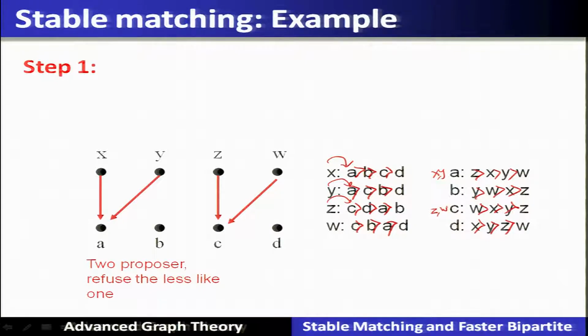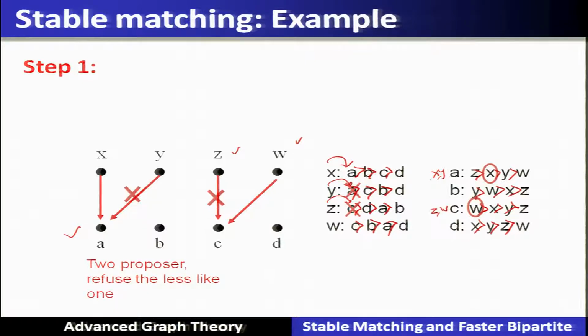Here in this figure we can see that A will receive the proposal from X and Y. Similarly, C will receive the proposal from Z and W. So, step number 2, what will step number 2 do?